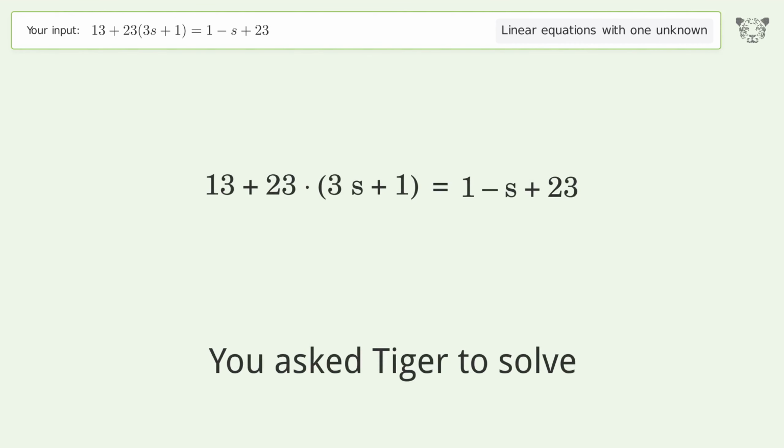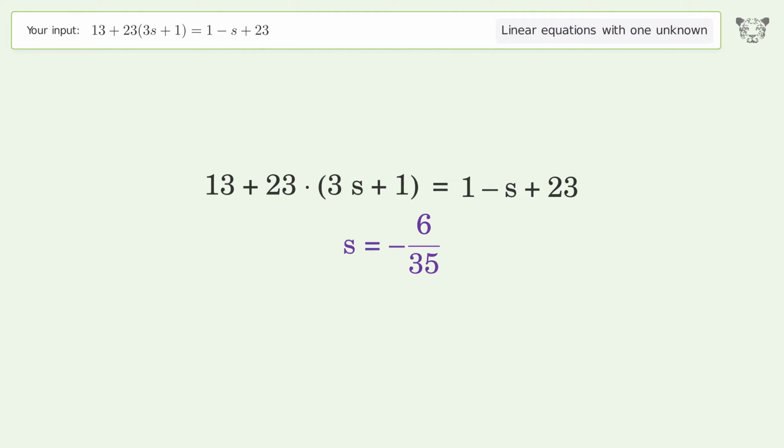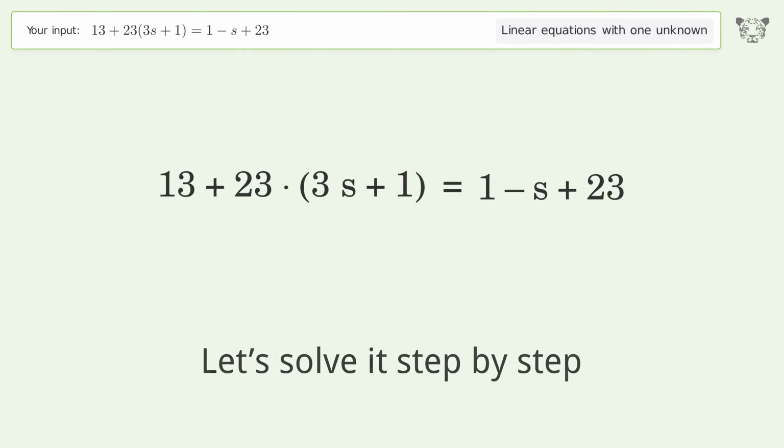You ask Tiger to solve. This deals with linear equations with one unknown. The final result is s equals -6/35. Let's solve it step by step.